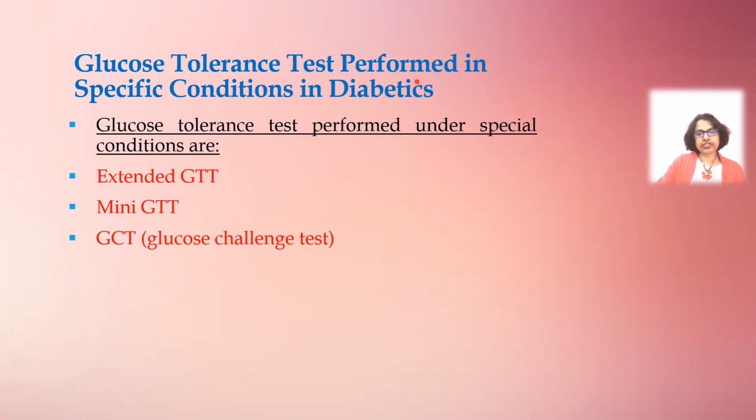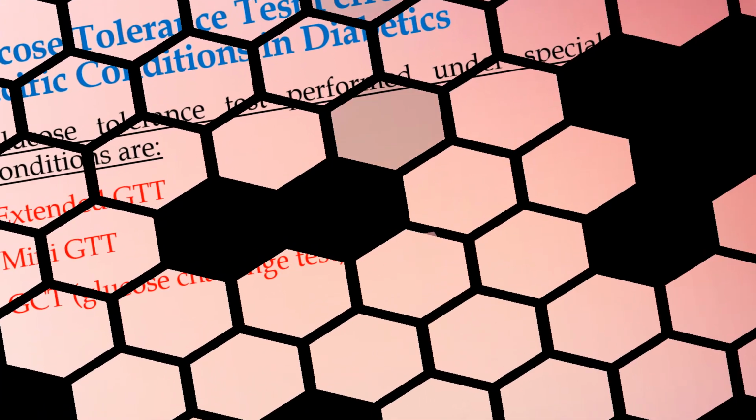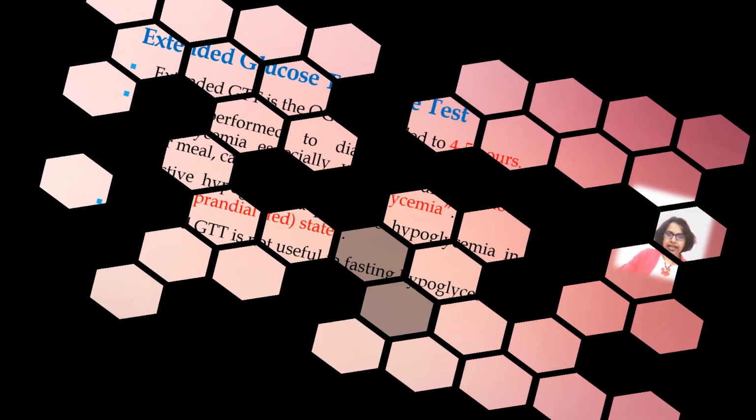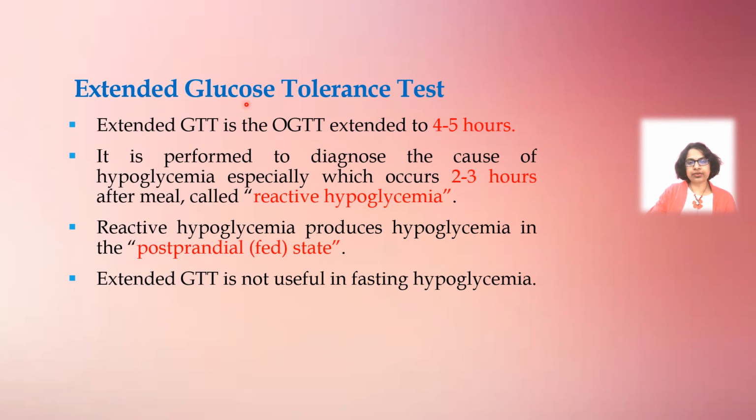Then glucose tolerance tests performed in specific conditions in diabetes. Glucose tolerance tests performed under special conditions are extended GTT, mini GTT and GCT, that is known as glucose challenge test. Extended glucose tolerance test. Extended GTT is an OGTT extended to 4 to 5 hours.